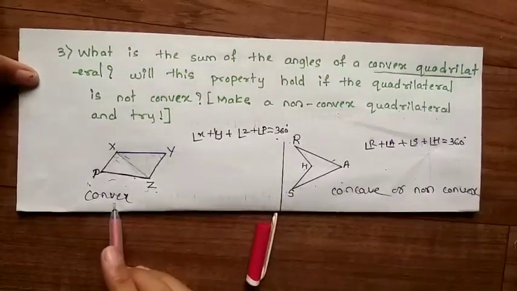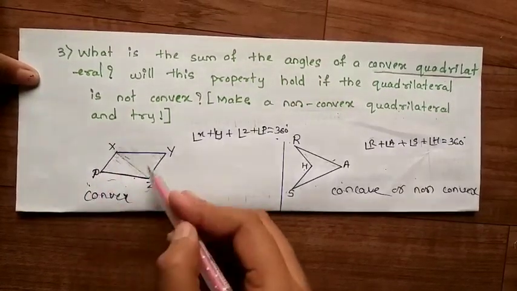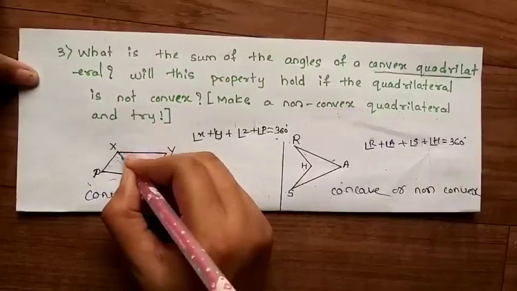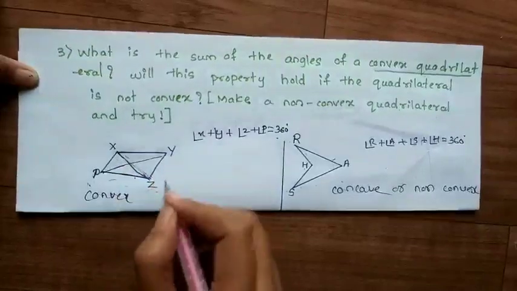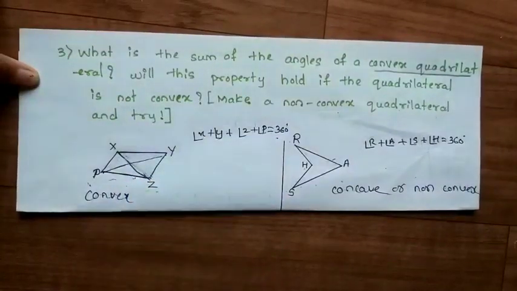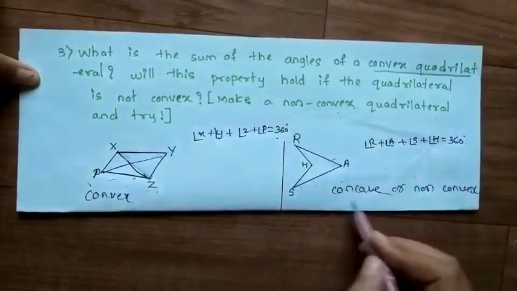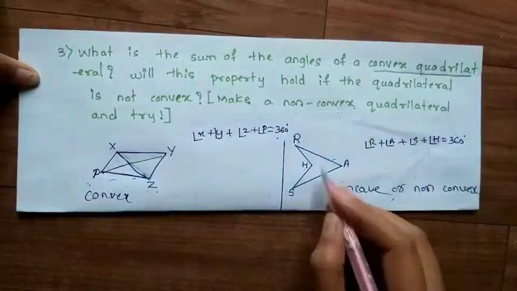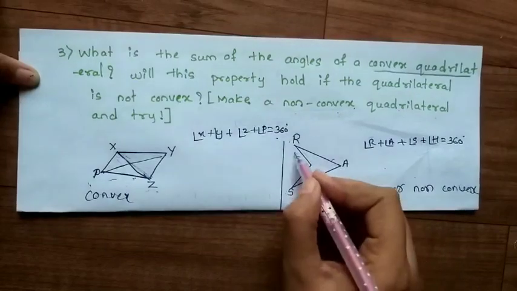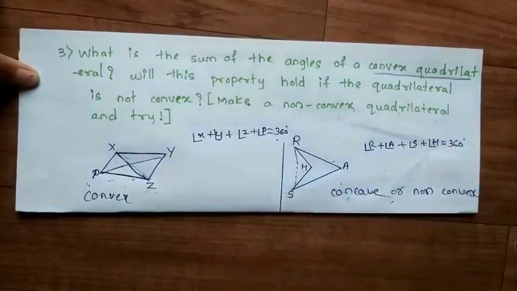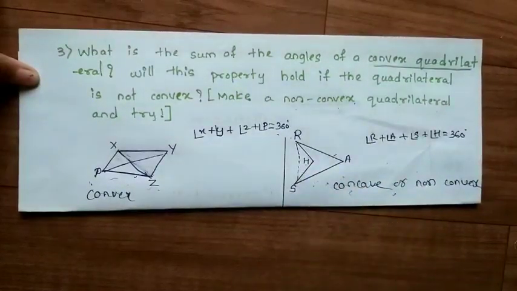So what is meant by a convex quadrilateral? In a convex quadrilateral, the diagonals are inside of the figure. Just observe here. This is diagonal 1 and this is diagonal 2. In a convex quadrilateral the diagonals are inside of the figure. What is meant by non-convex? Non-convex is nothing but a concave quadrilateral. In a concave quadrilateral, one of the diagonals is outside of the figure. So this is said to be a concave or non-convex quadrilateral.